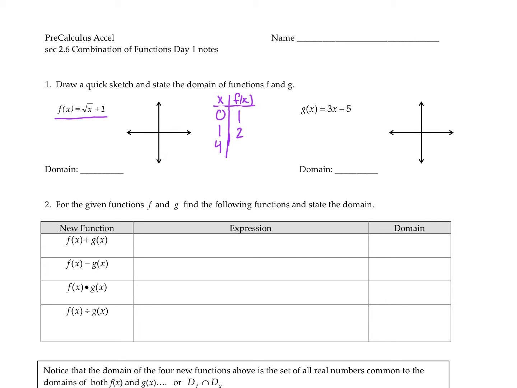1 I get 2. 4 I get 3. 9 I could plug in, and then I get 4. So I can see that these are all going in the positive direction, so I know it's going to look something like this. Actually, starting at 1. So my domain would be still 0 to infinity because the upshift of 1 does not affect the domain.